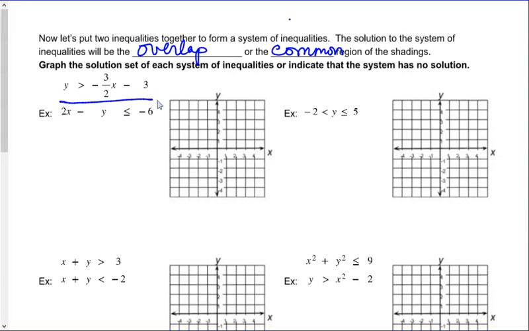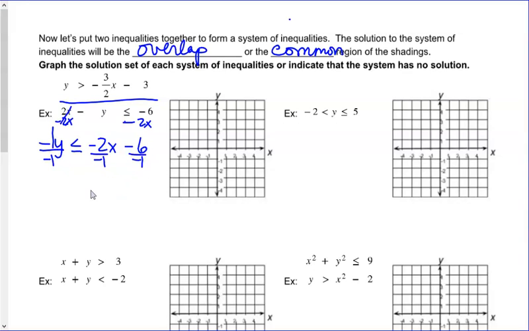Notice this is a line. It's in the y equals mx plus b form, but this one is not. So I'm going to go ahead and get it there before we start doing any graphing whatsoever. I get minus y less than or equal to negative 2x minus 6. Now, I don't want minus y, I want a positive y. So that's like a negative 1 in front of there that I want to divide by a negative 1.